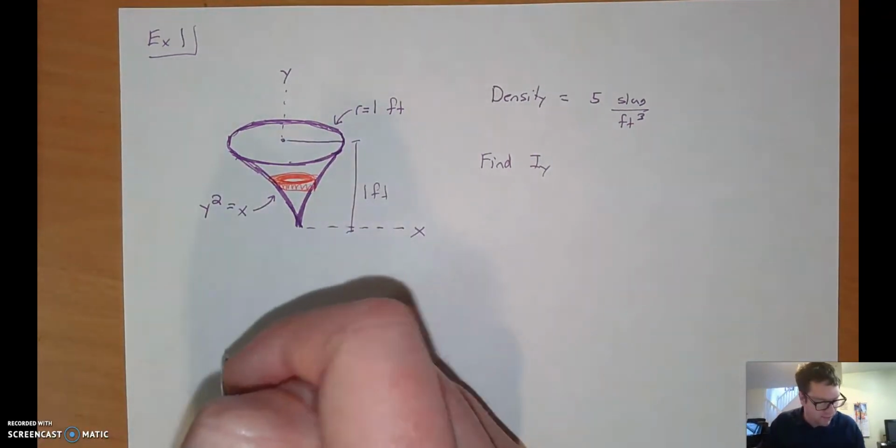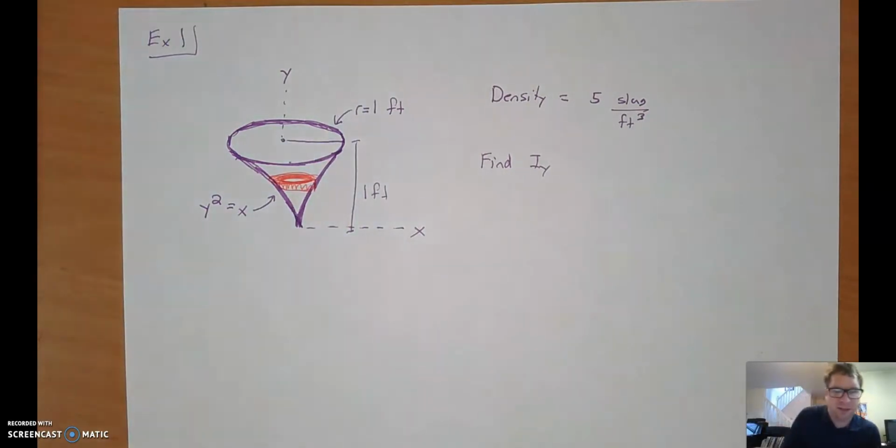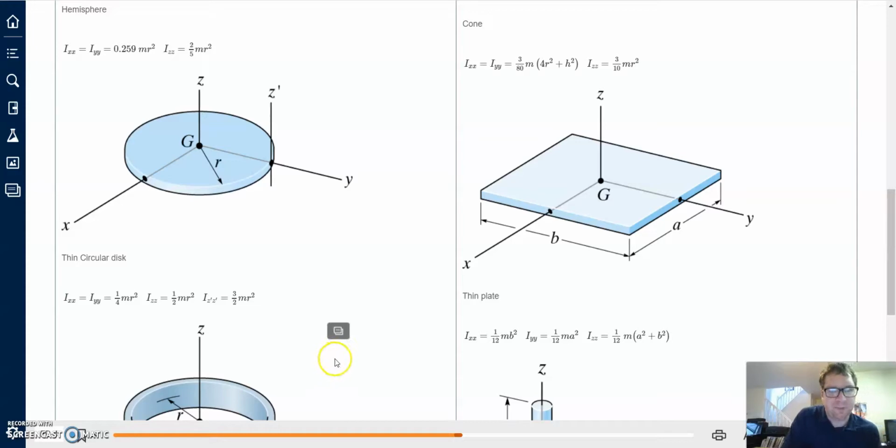So the equation for that disc, let's go back and write that down real quick. It is about the y-axis, but the disc is oriented such that y is this one. It says z here, but it's actually going to be y for our problem because of the way things are oriented. So we want to pull this Izz formula.